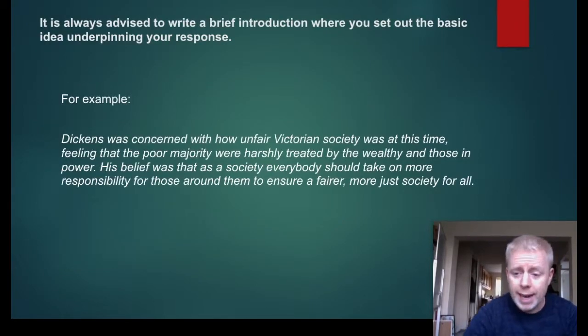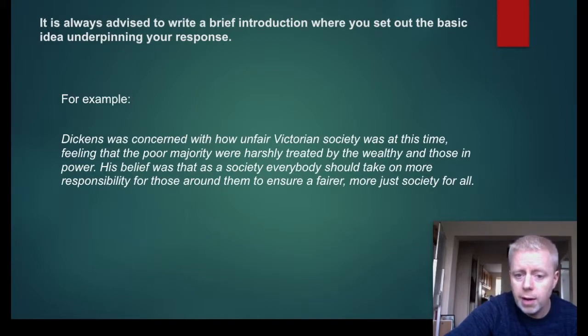Now, as well as planning your answer, the examiners also recommend that you write a little introduction, a brief introduction, just a sentence, maybe 2, where you set out your main ideas behind your response. Now, here's an example of one I've written for this question.